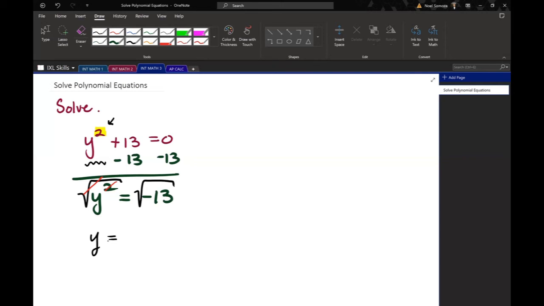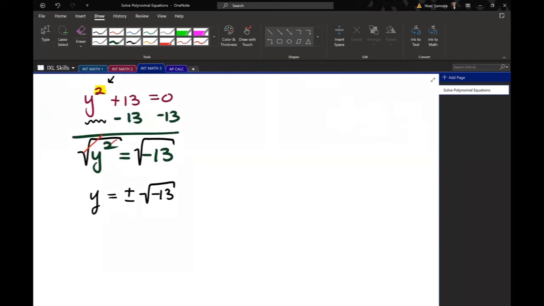Now, because we are supposed to end up with 2 solutions, whenever you apply the square root, you need to use the plus or minus on the other side of the equation. So what we end up with here is plus or minus the square root of negative 13. This is where the 2 solutions are visible.